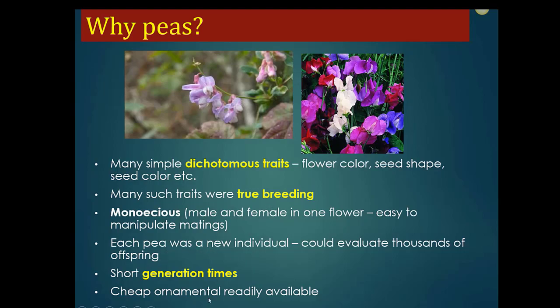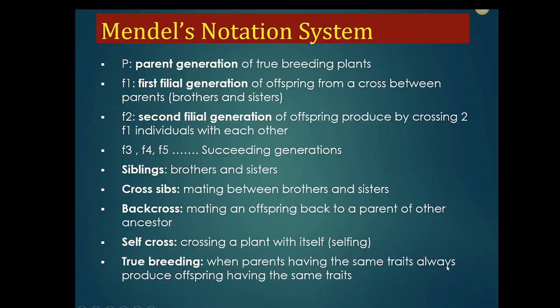They also had short generation times. Peas could produce thousands of offspring. They were cheap, readily available, and they could be used in short generations for Mendel's time.